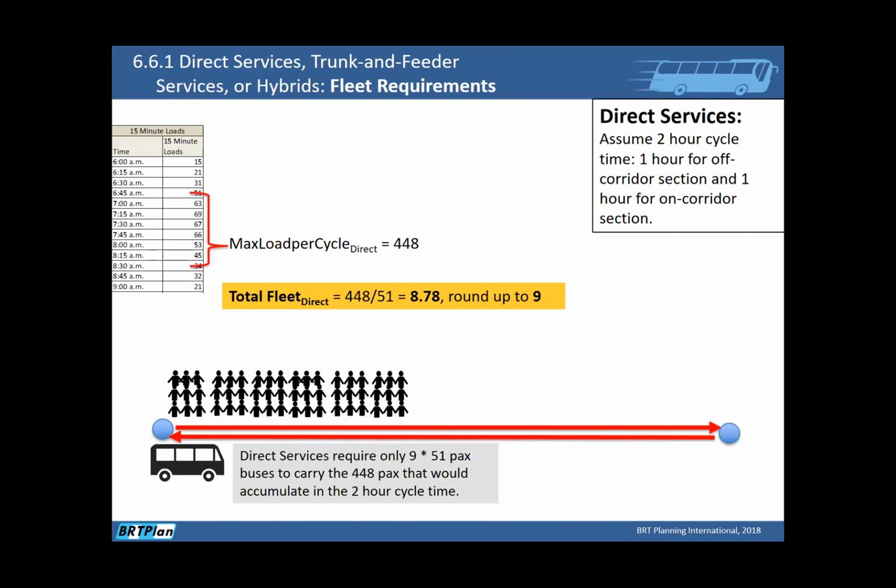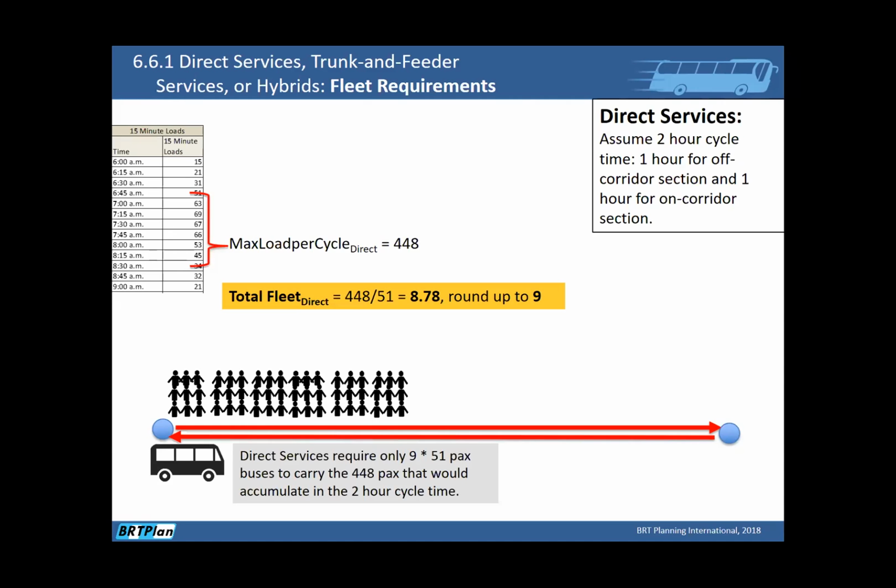So now we go back to our fleet calculation and we look at what fleet we would need for the maximum, for the direct service. We're going to assume that the cycle time is 2 hours. They're going the full way, from out somewhere far into the downtown and all the way back again. And so over the course of 2 hours, 448 passengers would accumulate. And with a 9-meter bus holding 51 people, we would need a fleet of 9 vehicles.